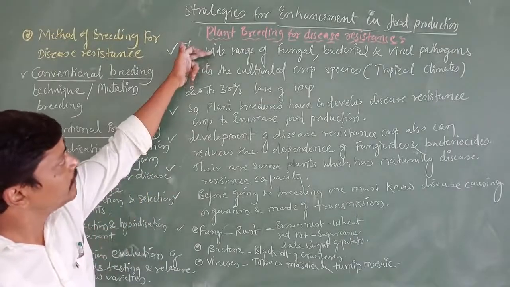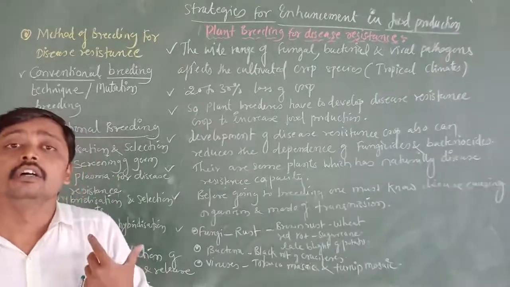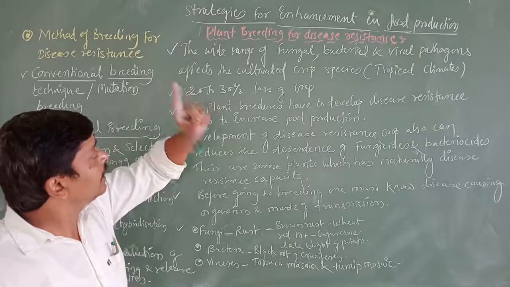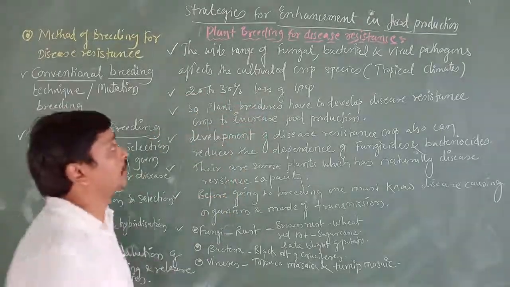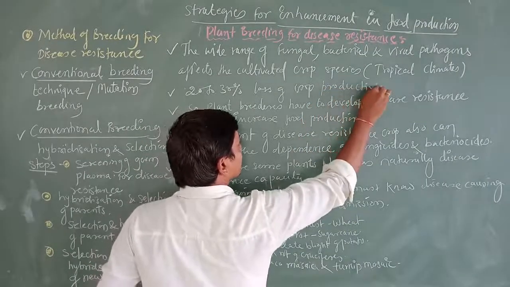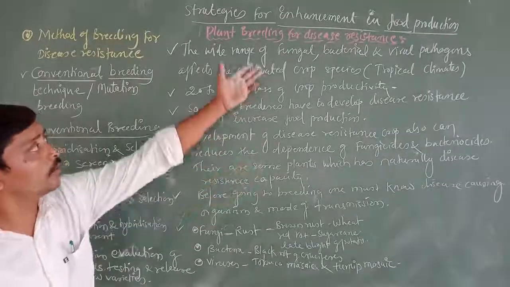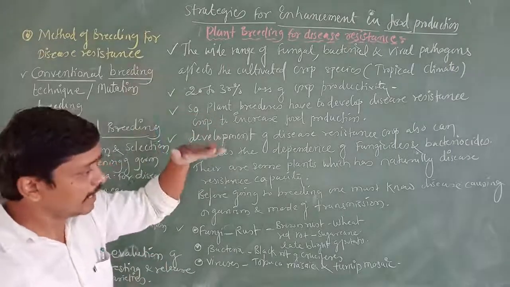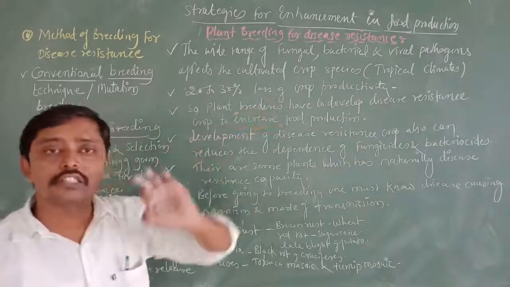Here, the fungal, bacterial and viral pathogens which cause diseases in a cultivated crop can lead to 20 to 30% loss of crop productivity. They can lead to a reduction, a 20 to 30% loss of crop productivity.